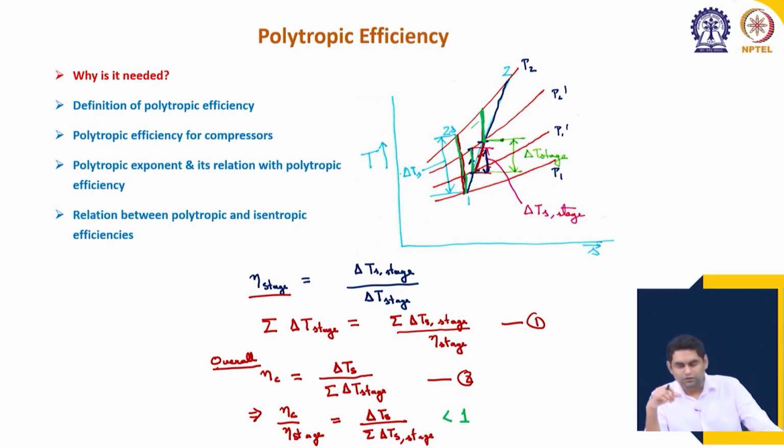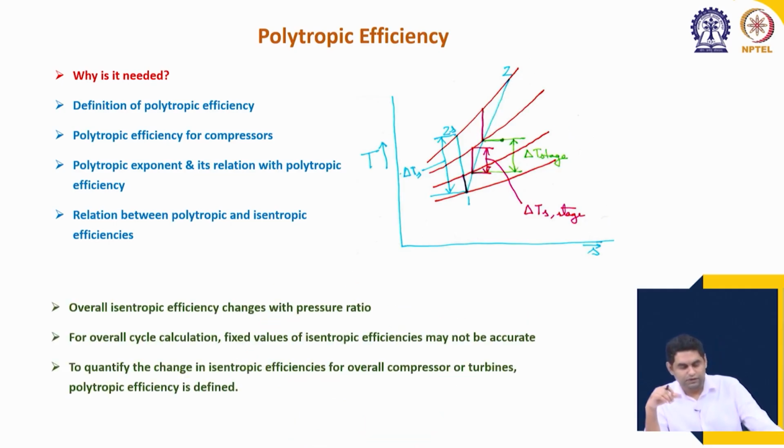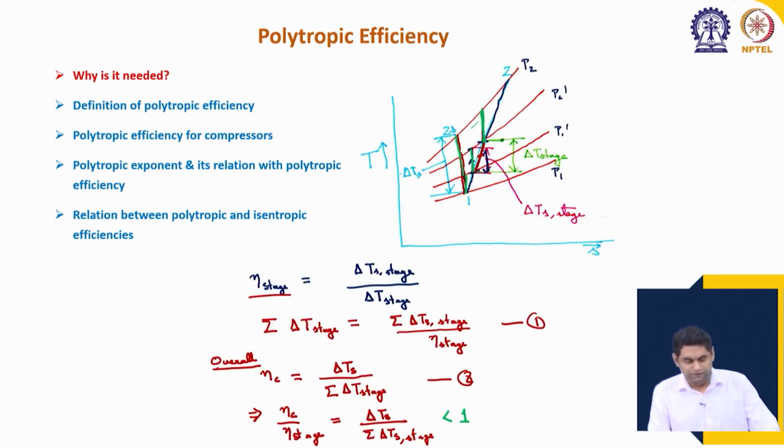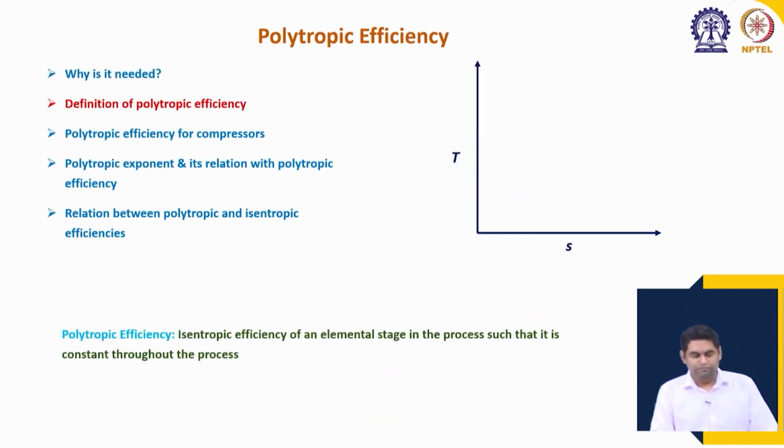So, what is this polytropic efficiency? As we have discussed, overall isentropic efficiency changes with pressure ratio. Depending on the length of the process, the overall isentropic efficiency changes. So, for overall cycle calculation, fixed values of isentropic efficiency may not be accurate. So, we will define polytropic efficiency. What is polytropic efficiency?